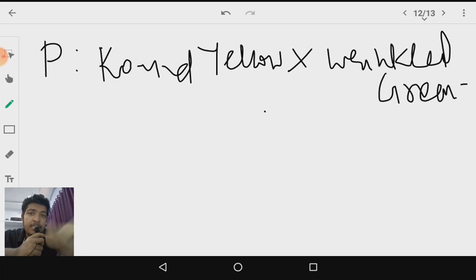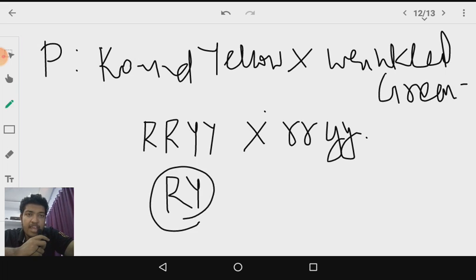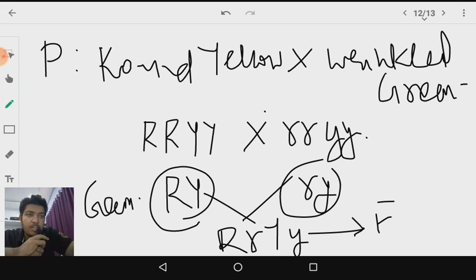If I go for the genotype of the parents, round yellow is capital R, capital R, capital Y, capital Y. And wrinkled green is small r, small r, small y, small y. Here no heterozygotes are there. So the gametes produced are capital R, capital Y, and here it is going to be small r, small y. So in the F1 generation, it is capital R, small r, capital Y, small y. This is the F1 generation.